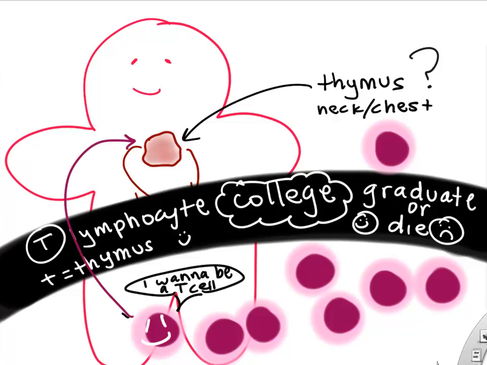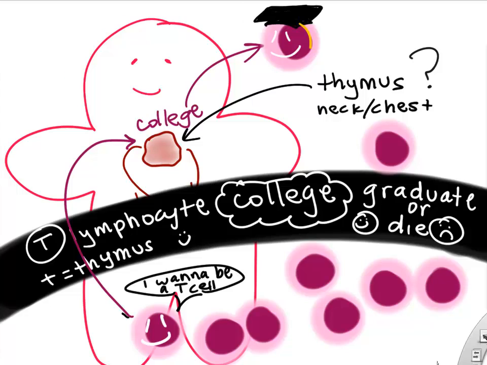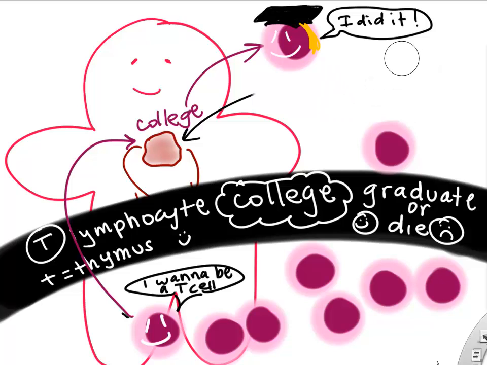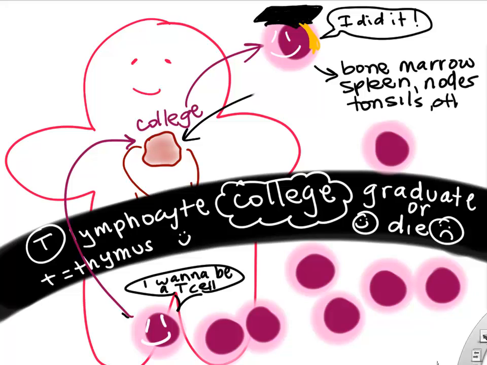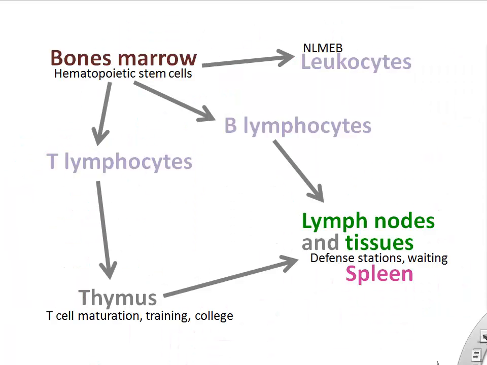So it goes to the thymus as a precursor cell. It learns how to be a T cell and then it graduates. And then it's a functioning T cell. And we'll learn there's different types of T cells. And they're going to go live in your body and do your defenses. So they can go back to the bone marrow, spleen, lymph nodes, or tonsils. They can go live throughout your body. So they'll be packed in places like your lymph nodes and your tonsils.